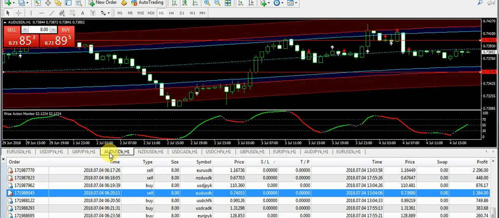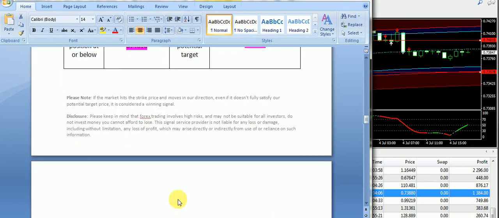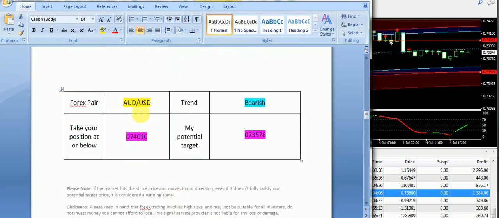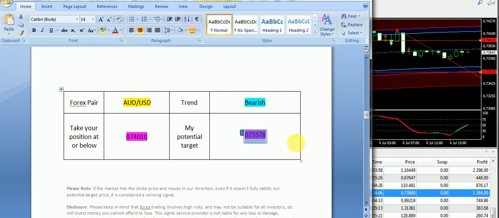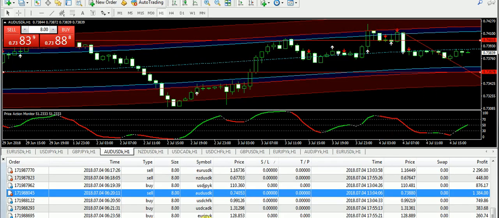Okay, now let's talk about another good trade that is taken on AUD USD. That was bearish from my side. 0.74010 was the entry and the target price is 0.73578, and you can see we have a drop on AUD USD today. It has gone down below the entry. That was the right time to trade the pair, and you can see the pair is down. However, still it's in the middle. If it responds bearish, then it can go down to 0.73578.